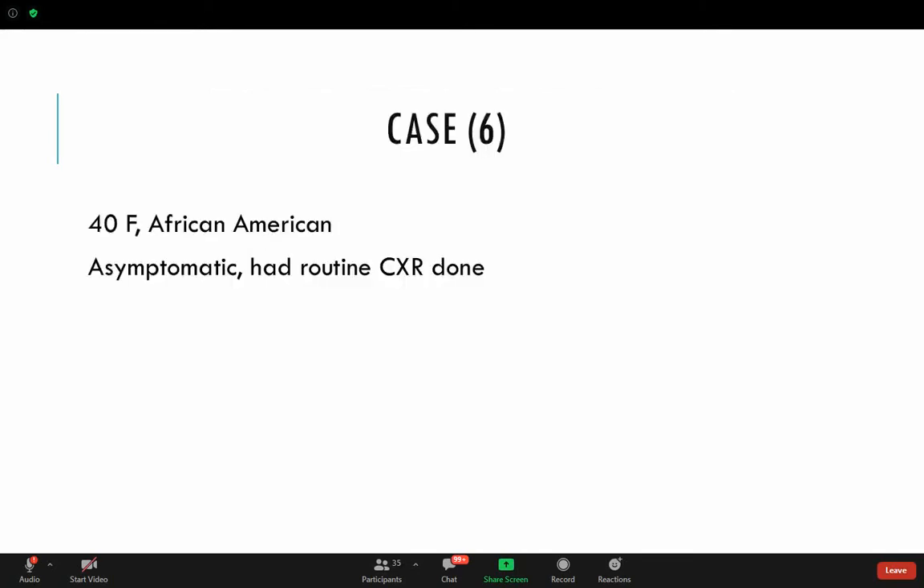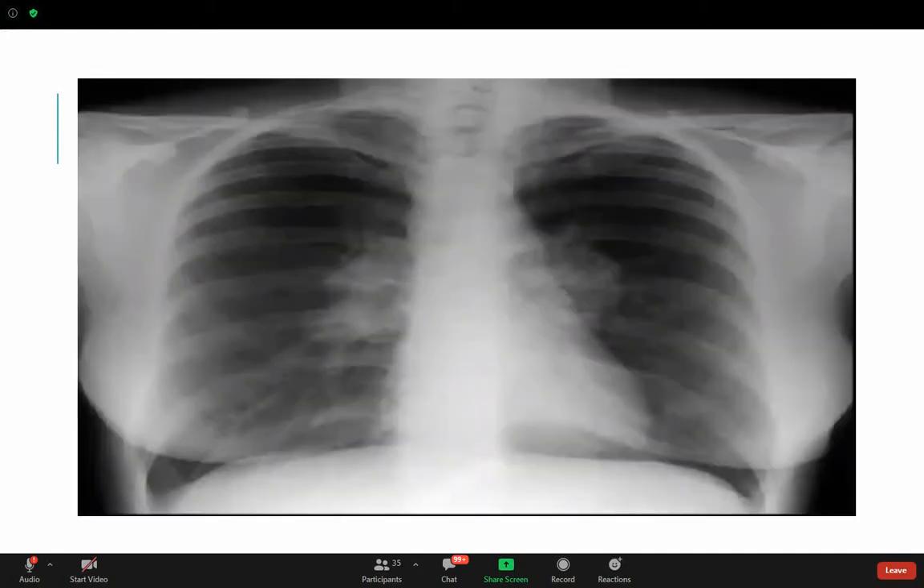Okay, how about this? A 40-year-old female, she's African-American, she had no symptoms, she just had a routine chest X-ray, for, let's say, an annual checkup. And this is her chest X-ray. What do you guys see?